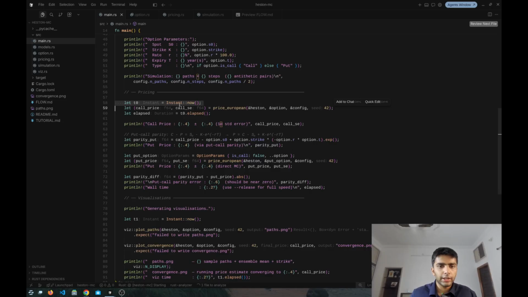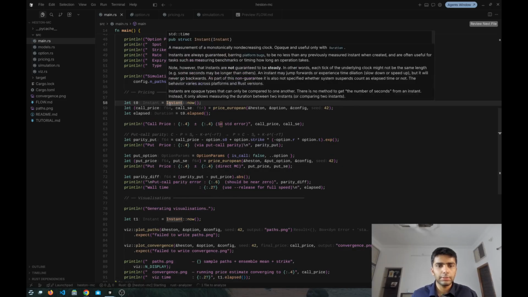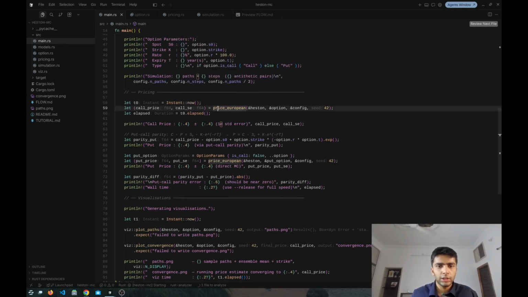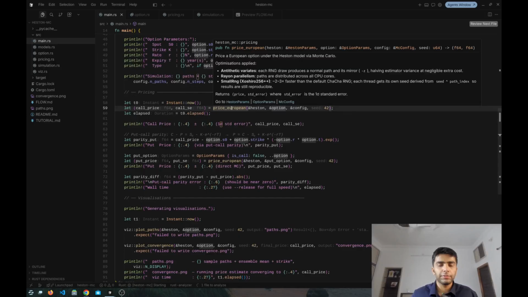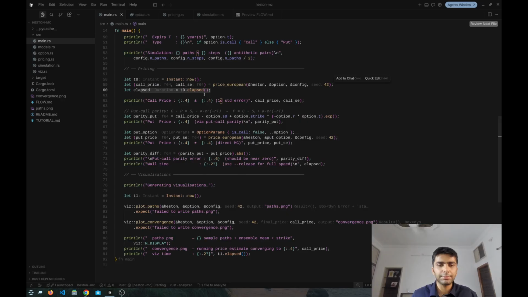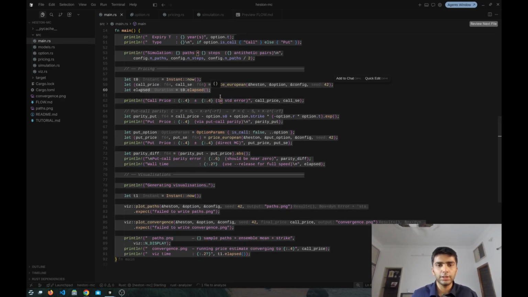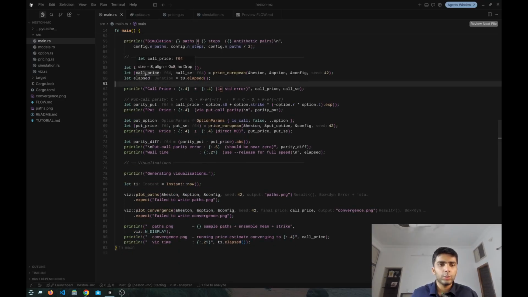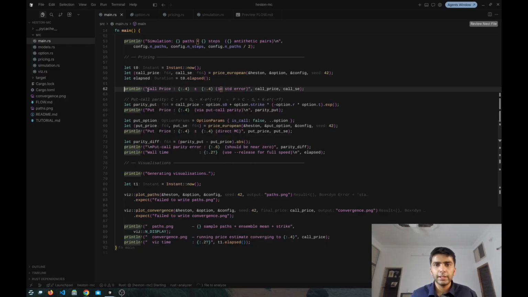And then here, we are starting a timer to check how fast we ran our simulation. And then we call this price European function with all our Heston parameters and our option parameters in the config, where we'll start running the simulation and calculate the prices. And then the time elapsed will tell us how much time it took to run. And once we have the call price, we now want to verify how good our system is, or whether we have any errors or not.